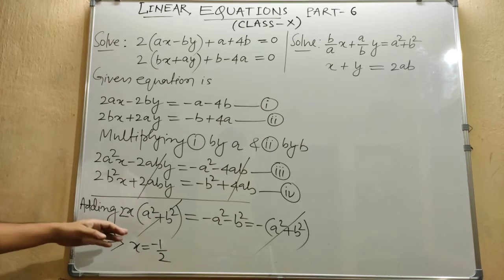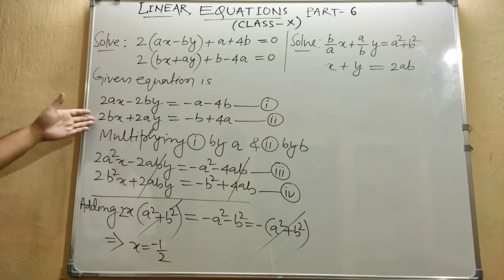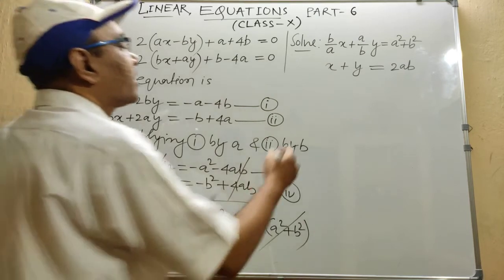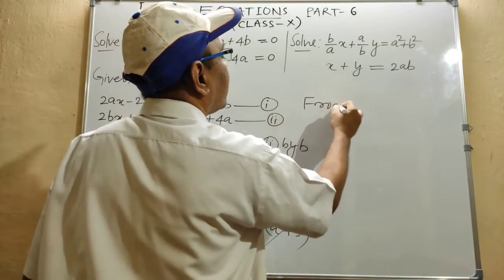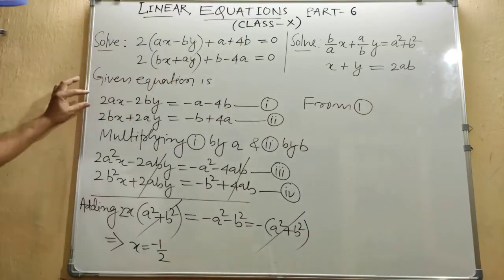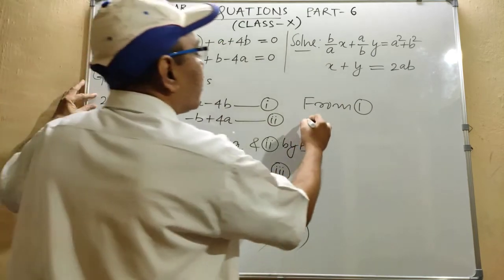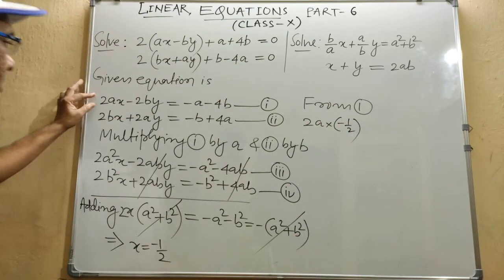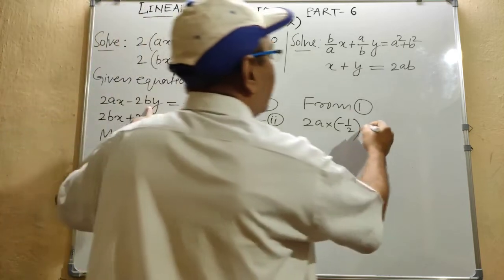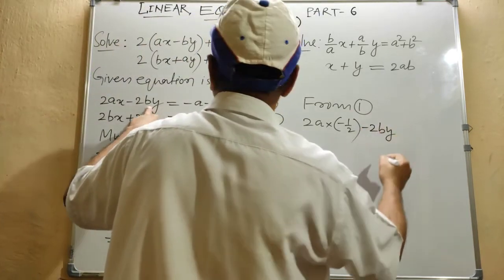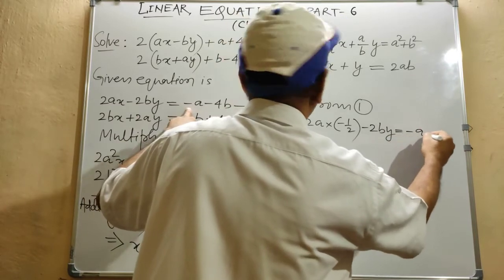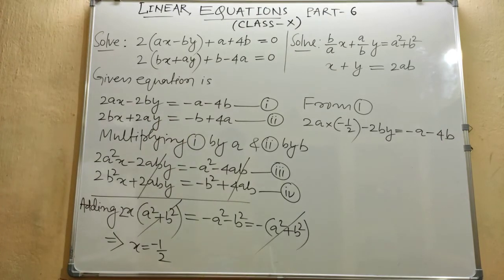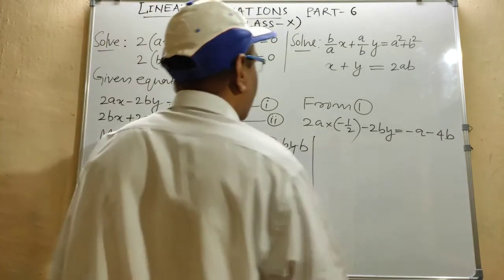Now we substitute this value of x either in 1 or in 2. You may substitute in 3 and 4 also to get the value of y. So let us substitute in equation 1: 2ax, in place of x you will write minus 1 by 2, minus 2by equal to minus a minus 4b. From here you have to calculate the value of y. So let us see what is coming.